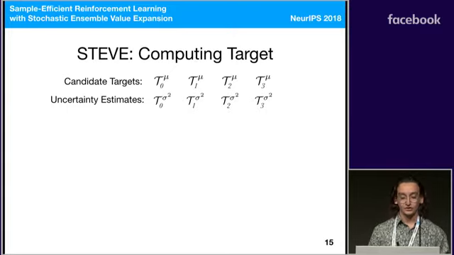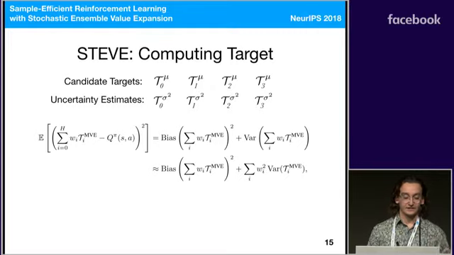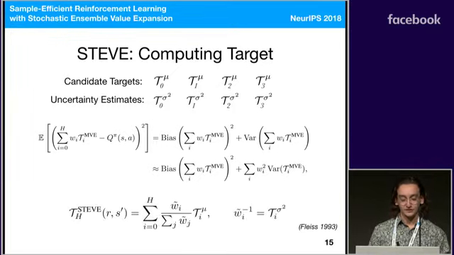We want to merge the targets into a single target with minimum expected error. We first decompose the expected error into the bias and variance terms, and in this work we ignore the bias and focus only on minimizing the variance component. If we assume that the candidate targets are independent, it's well known that the minimum variance estimator of several independent estimators can be computed via constrained optimization, resulting in inverse variance weighting.